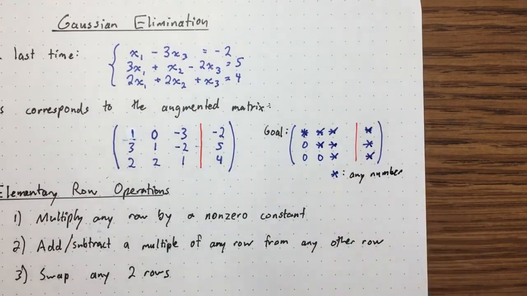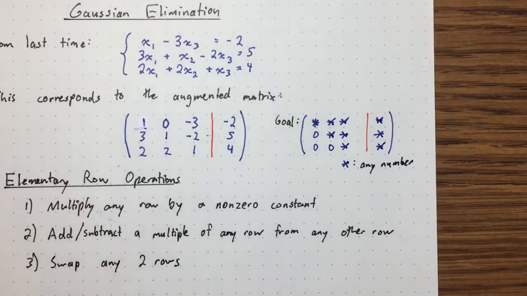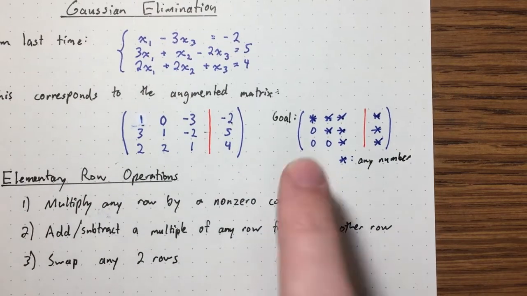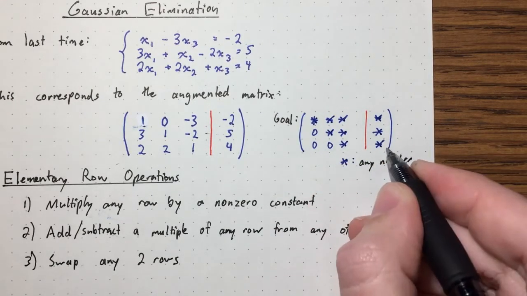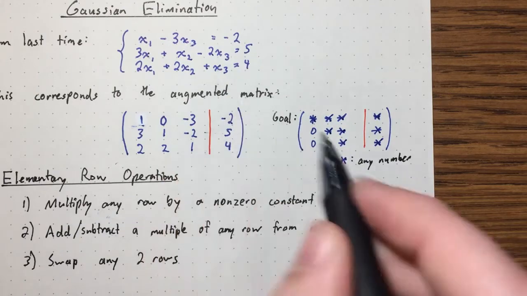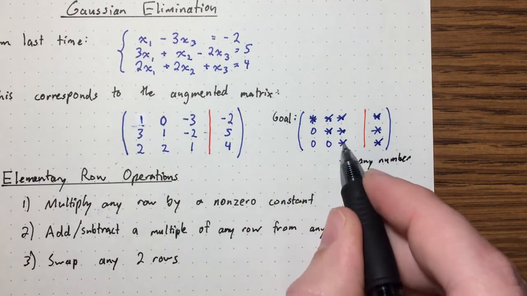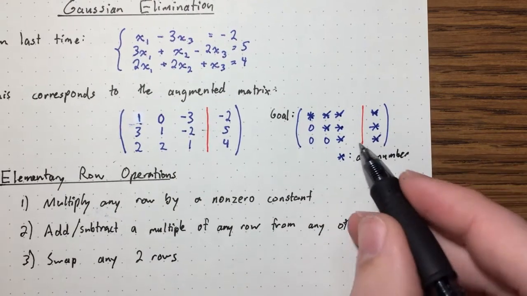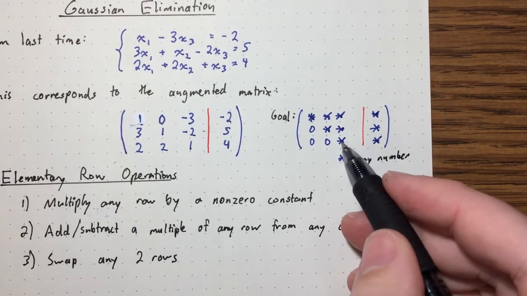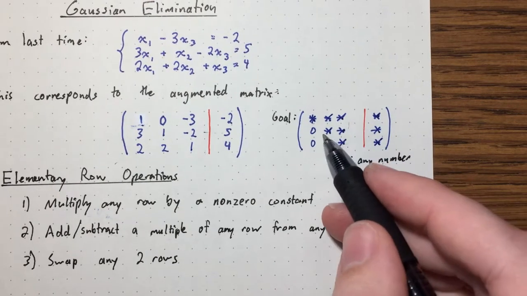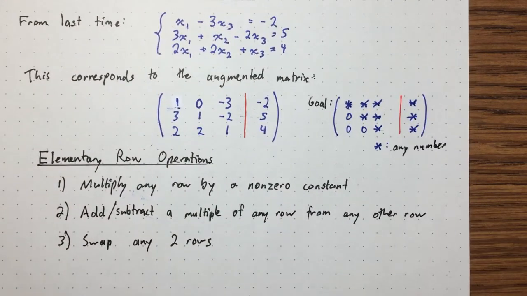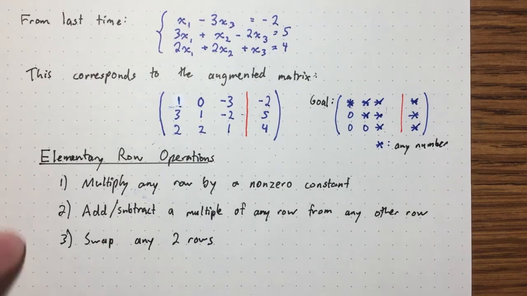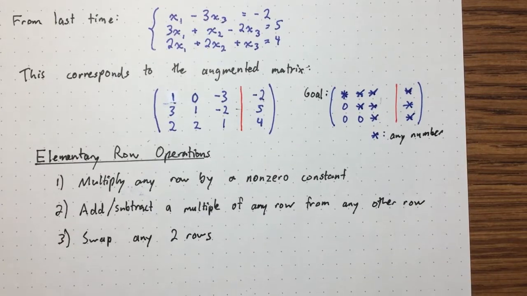And we're not always going to be able to achieve this exact goal. We'll talk about that later, but this is what I'm trying to get. Why am I trying to get this form? Because think about what this third row is saying. It's just saying this number times x3 equals this number. That tells me what x3 is pretty much right off the bat. Then I can use this information to go up one row, figure out x2, go up another row, figure out x1. Okay, and the process of applying these operations in order to get to this goal is called Gaussian elimination.